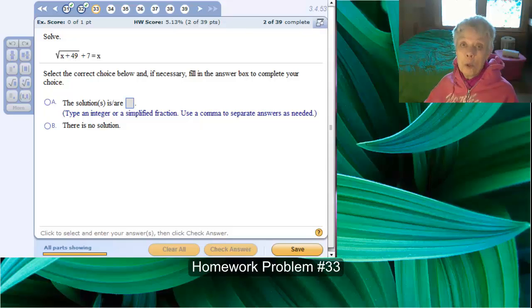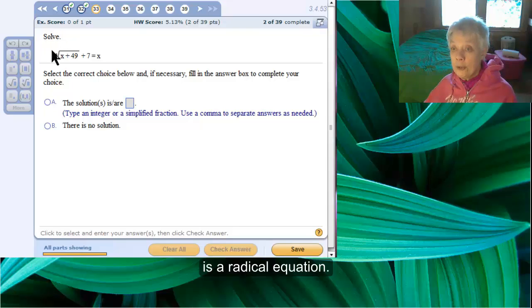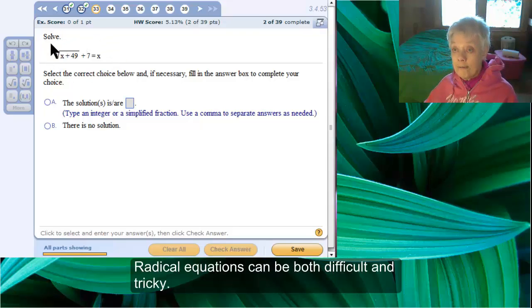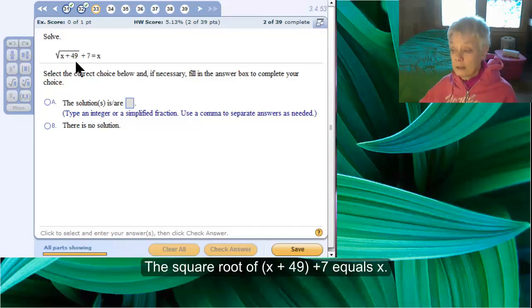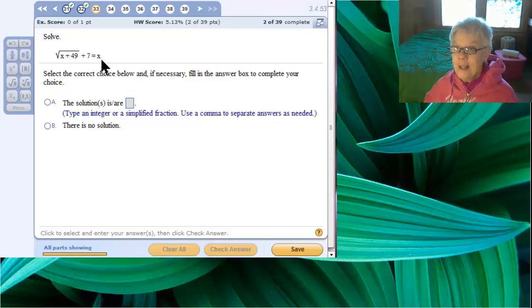Hi, we're working with a radical equation now. This is problem number 33, and we're going to solve this equation. Better put my glasses on if I'm going to see. There we go.